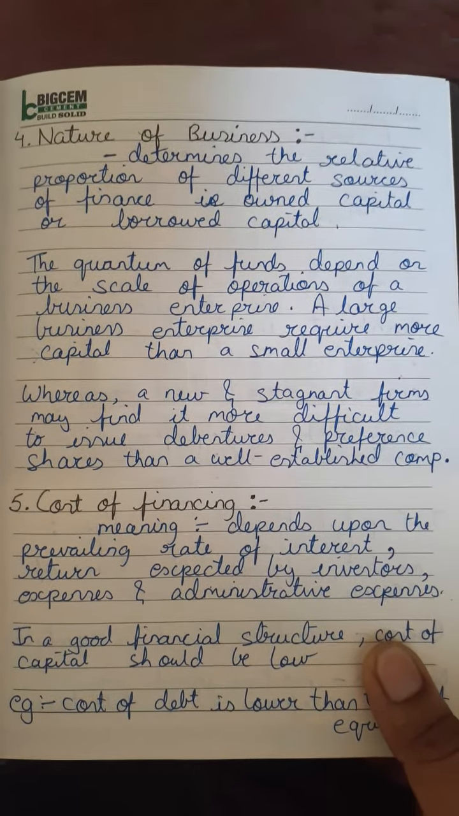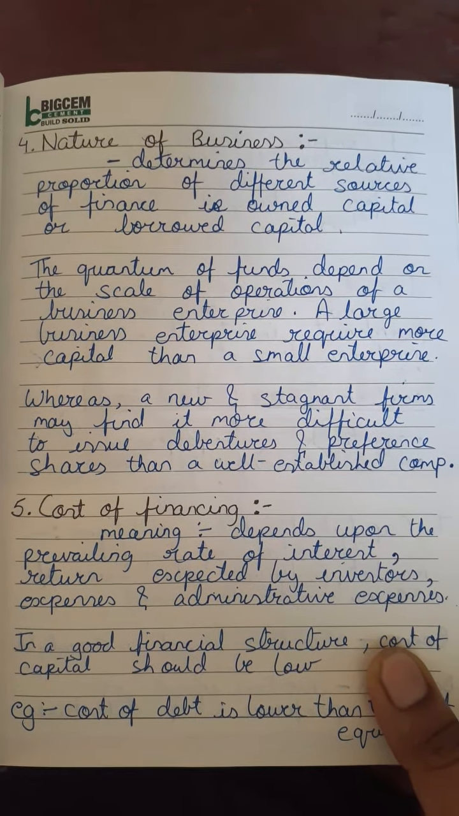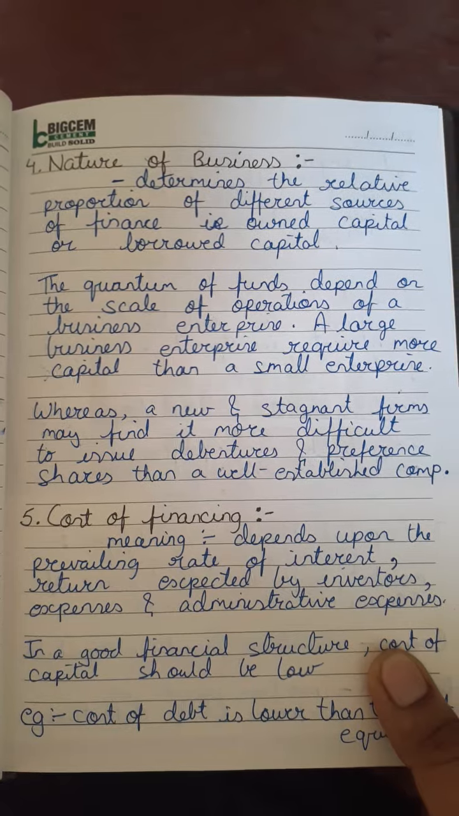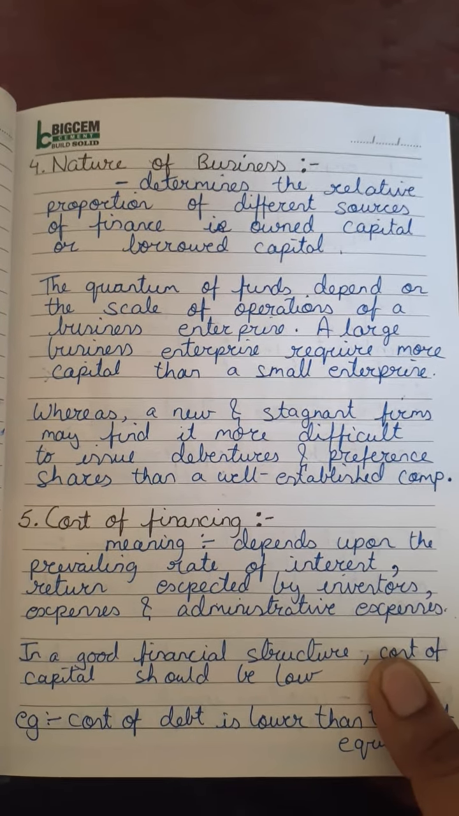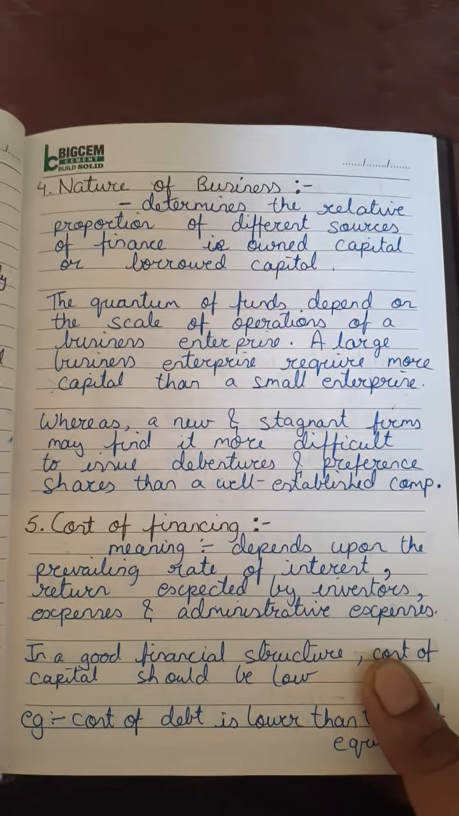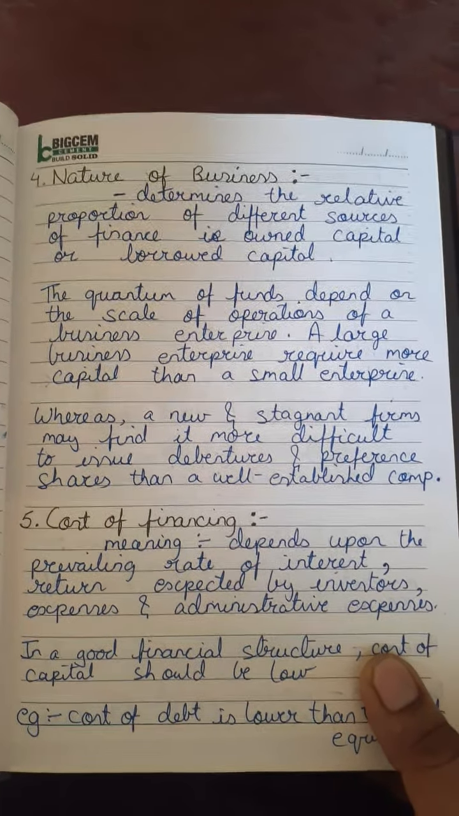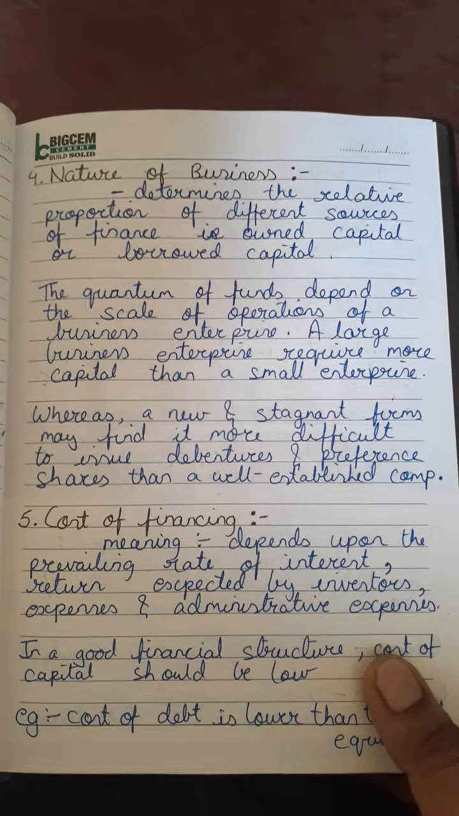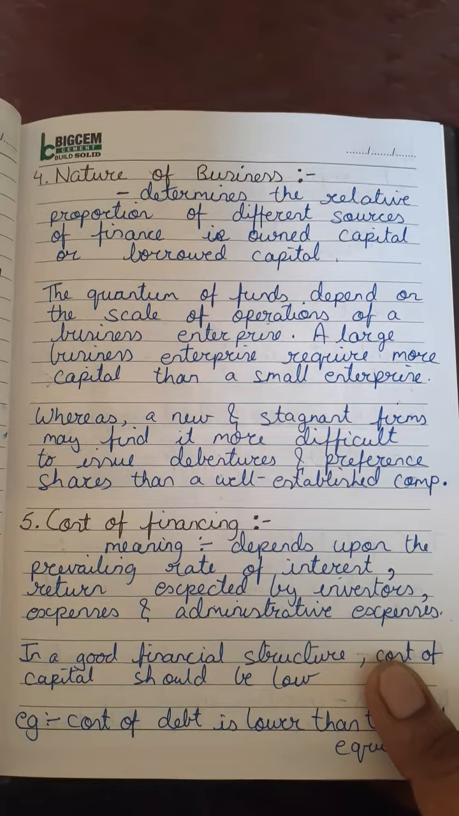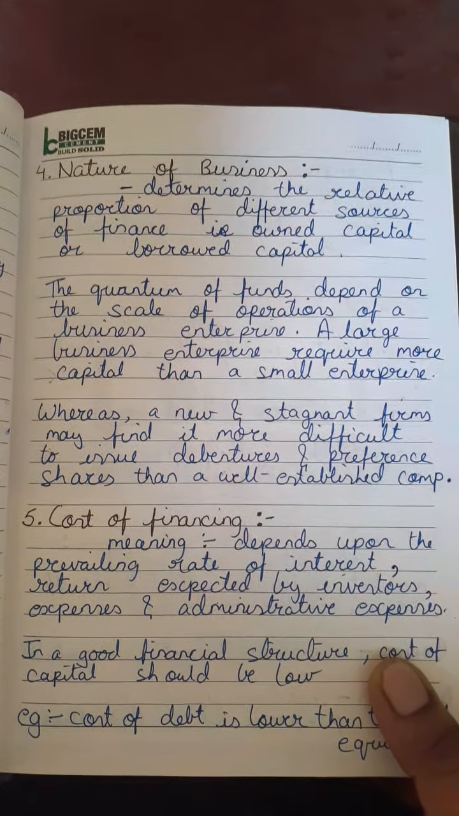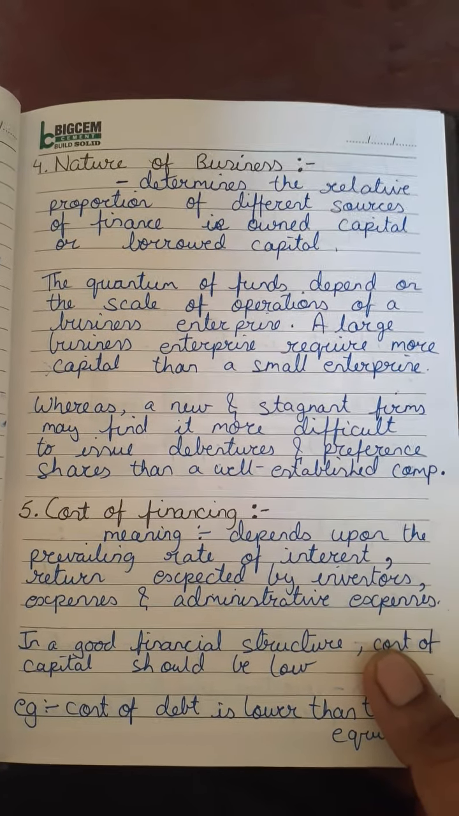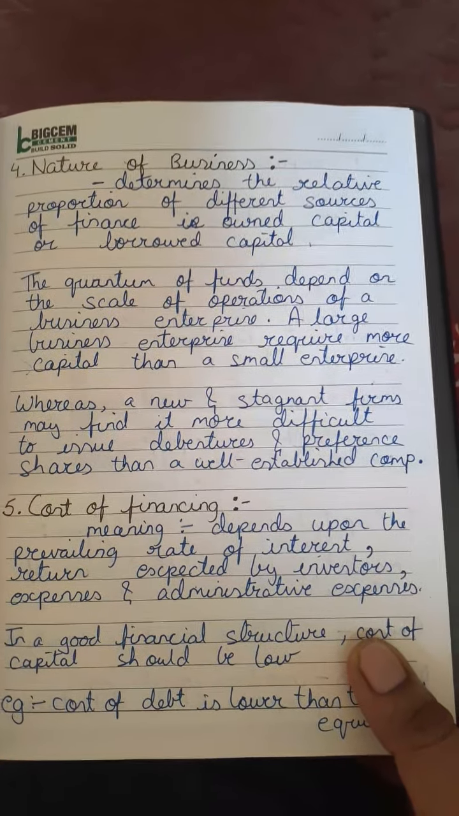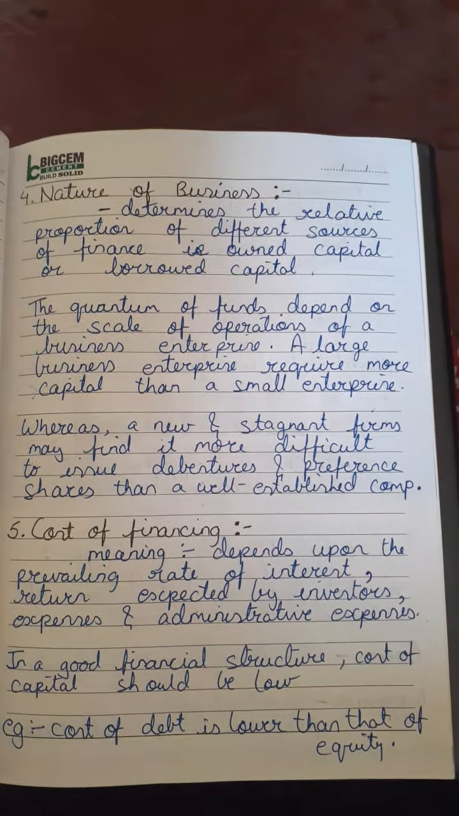Fourth, nature of business. Nature of business determines the relative proportion of different sources of finance, that is, owned capital or borrowed capital. The quantum or amount of funds depends on the scale of operations of a business enterprise. For example, a large enterprise would require more funds than a small enterprise, whereas a new and stagnant firm, which does not change, may find it more difficult to issue debentures and preference shares than a well established company, because debentures and preference shareholders have to be given a fixed rate of dividend or interest yearly even if the company is incurring losses.